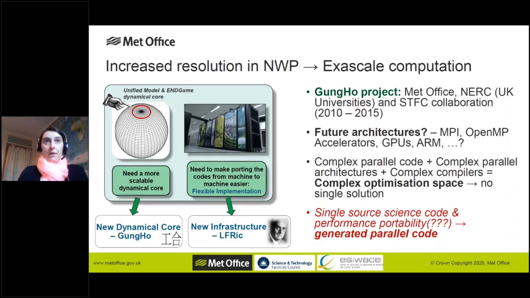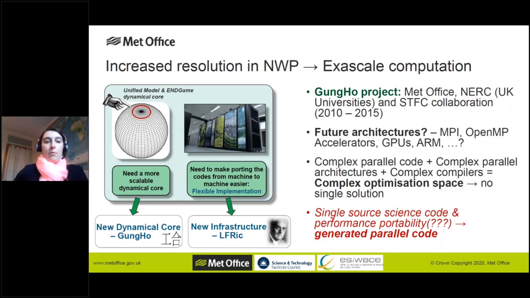So this slide leads to the introduction given by Carlos and Rupert. Why do we need the DSLs? What is the problem that we are trying to tackle here? The main problem regarding the unified model, and regarding numerical weather prediction models in general, is that we need better quality for forecasts and climate projections. One of the main factors in that is increased resolution, and that leads to exascale computation.